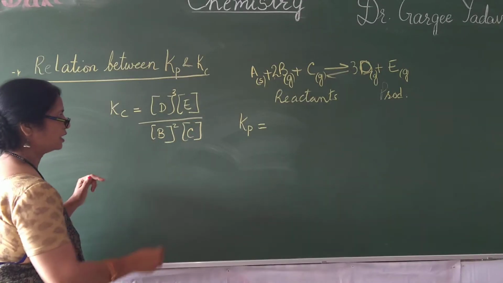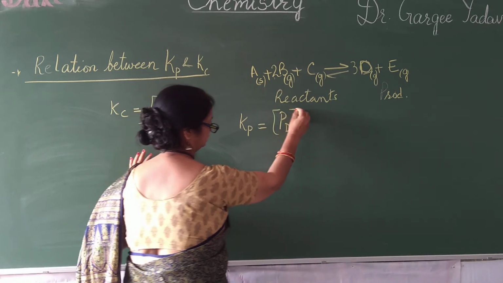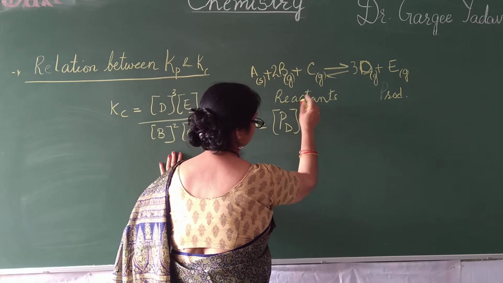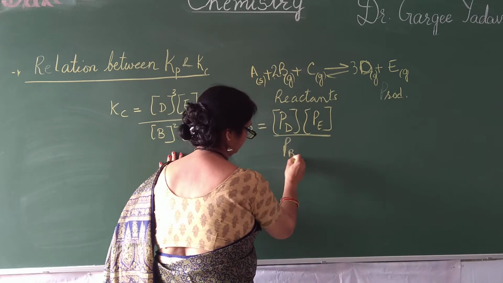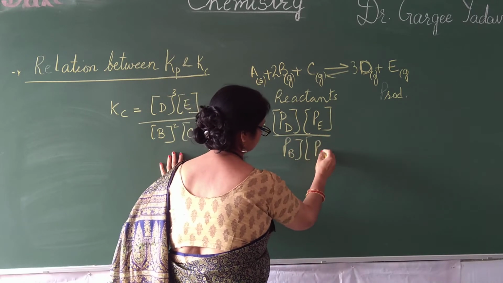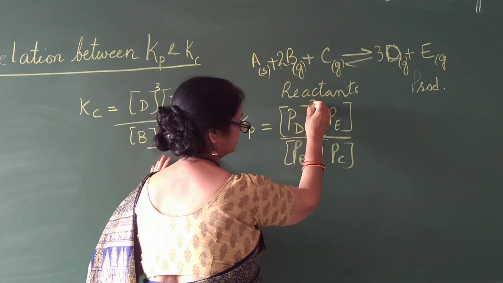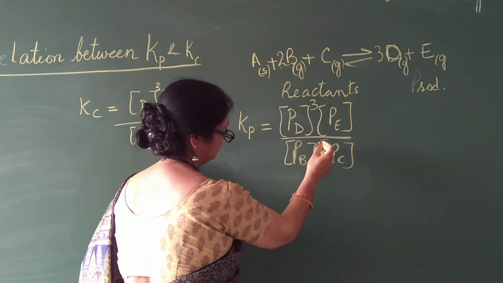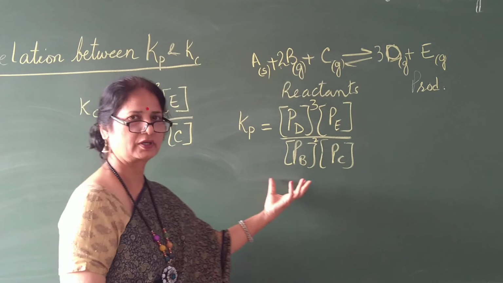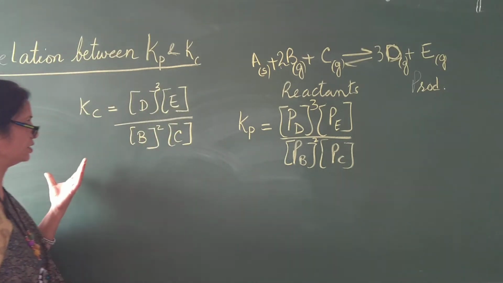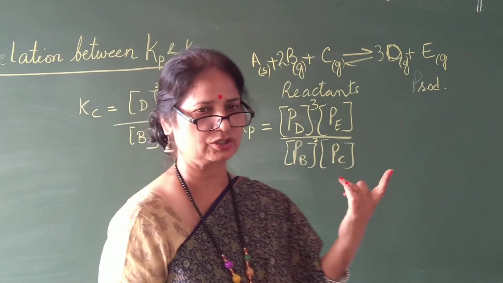So Kp will be equal to how much? Partial pressure of D multiplied by partial pressure of E, divided by partial pressure of B and partial pressure of C. Now we raise the stoichiometric powers. Here it is 3 for D and with B it is 2. So this is our representation for Kp and this will be our representation for Kc. Now we have to find the relationship between them.